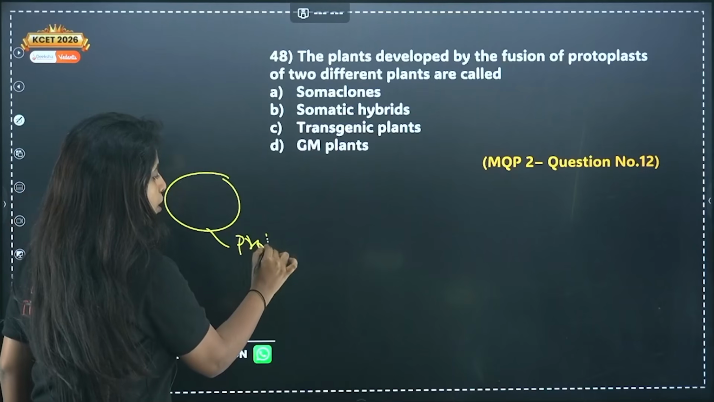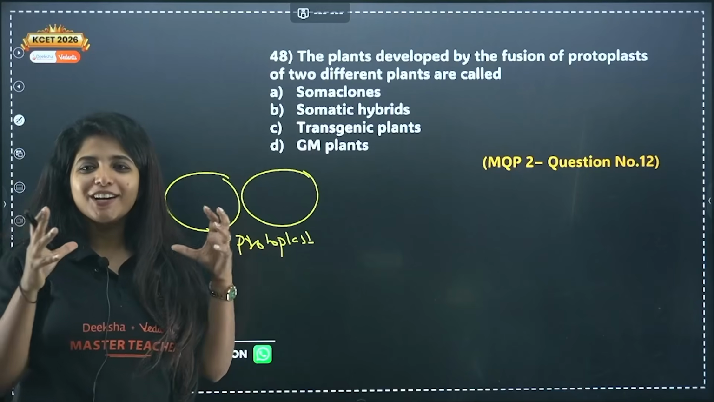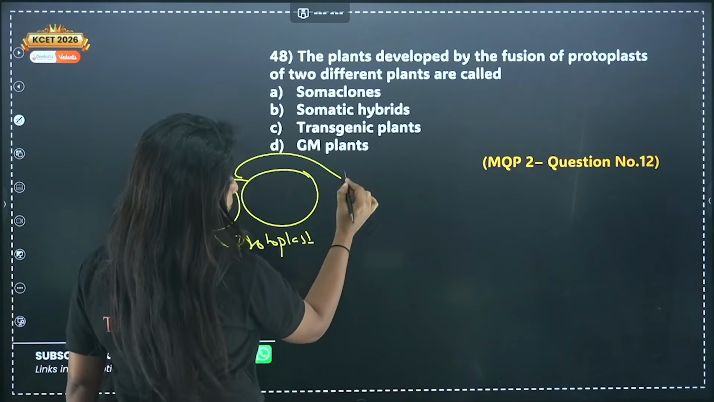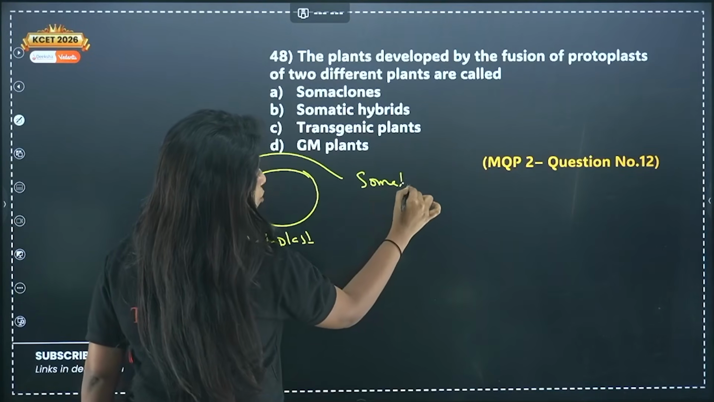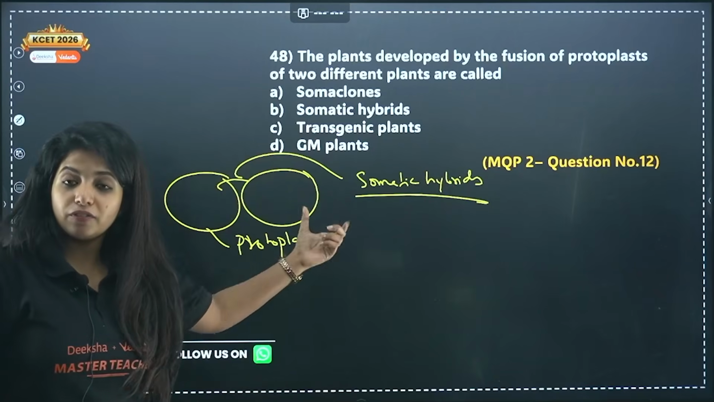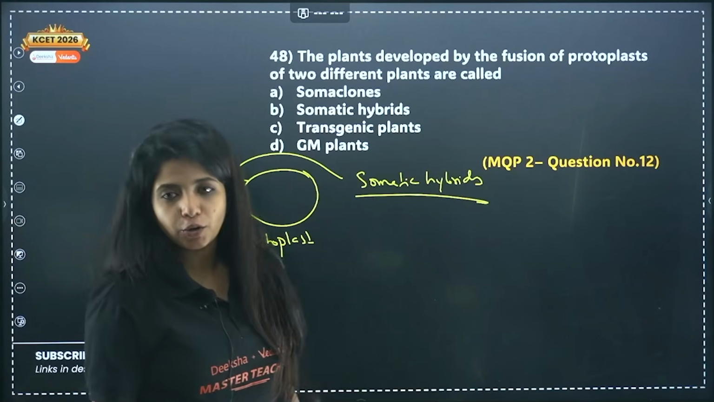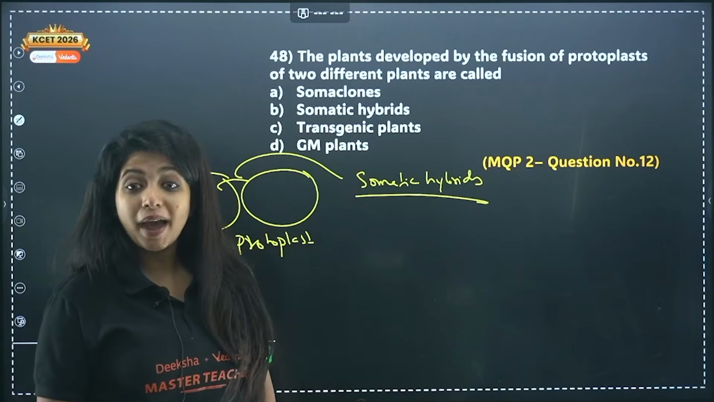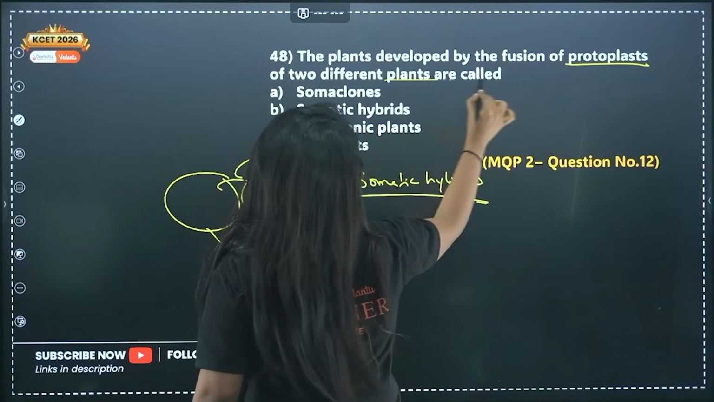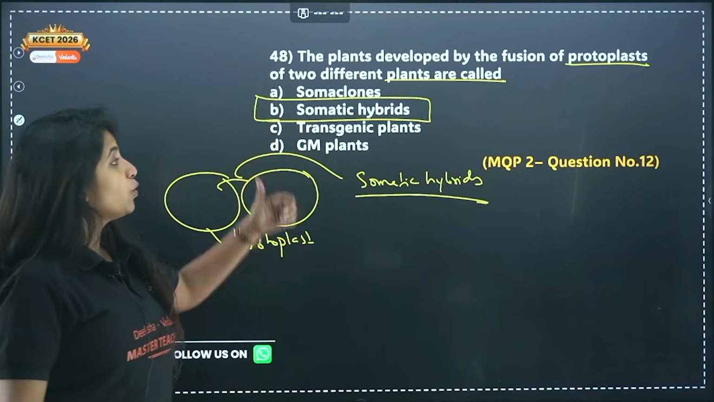Now suppose you are fusing 2 protoplasts together. What do you call this process? You call this process protoplasmic fusion, and at the end what do you get? You get somatic hybrids. This cell belongs to a different plant, this cell belongs to a different plant. That's how you get pomato, which is a fusion of potato and tomato. So pomato, they are somatic hybrids. So plants developed by the fusion of protoplast of 2 different plants are known as somatic hybrids. Do not forget it.